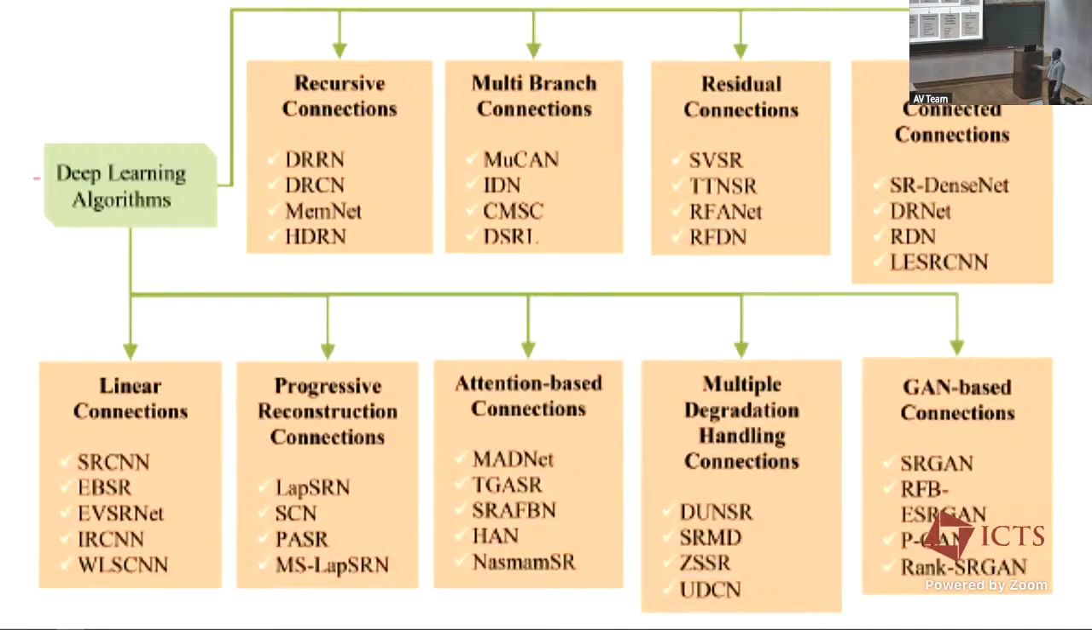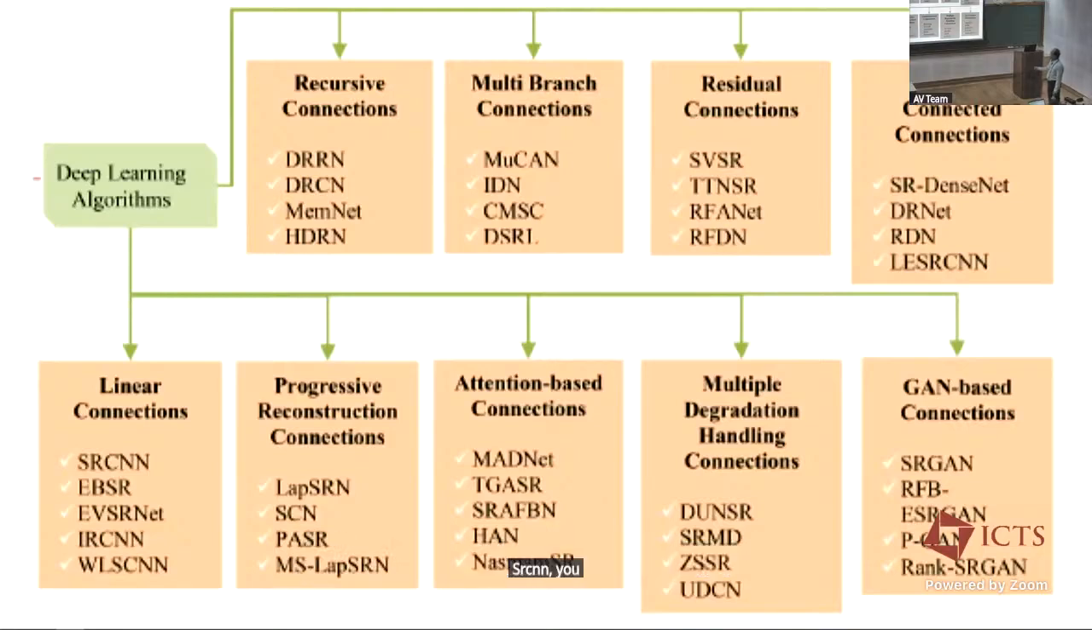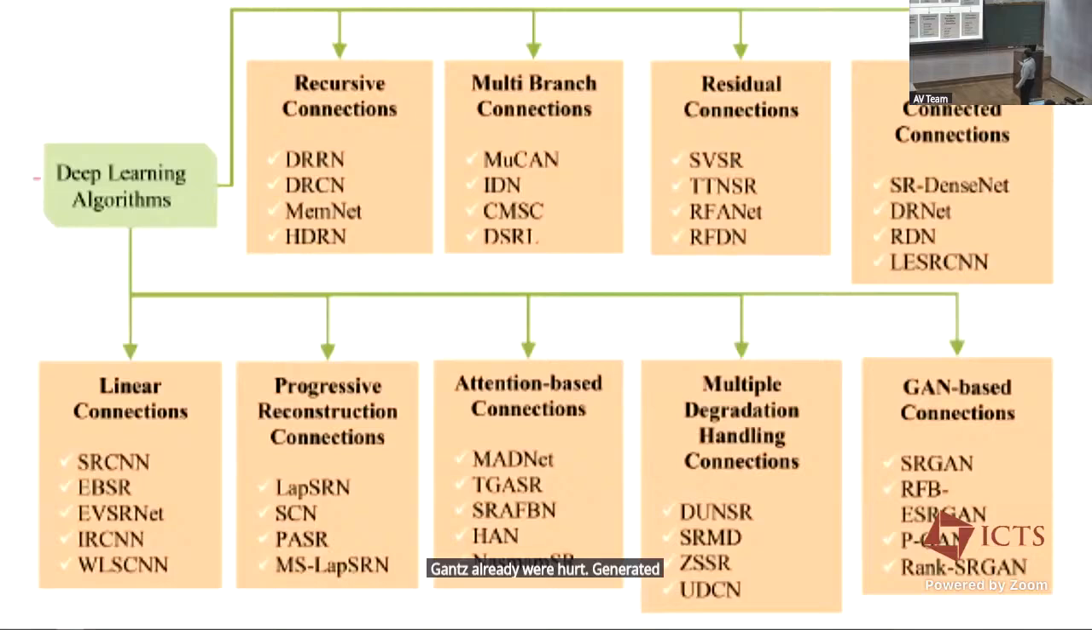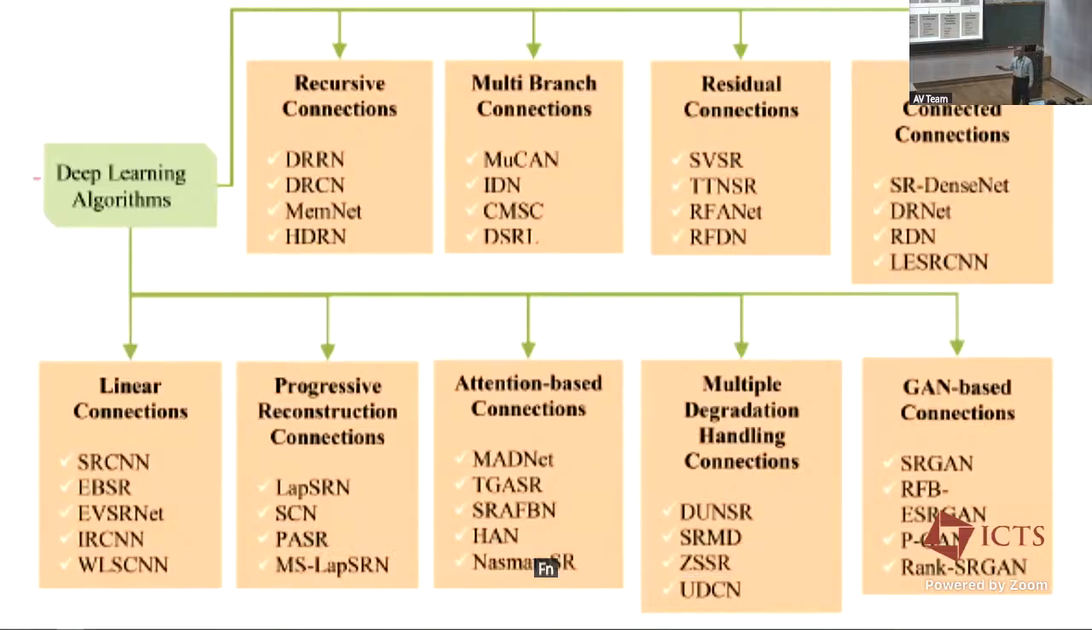To understand each, these are different architectures. Some of you must have heard of some of these things already. SRCNN, you will be hearing a lot. And you would have heard of many of these already, in your GANs, generative adversarial networks. What I have not added is FNOs. FNOs is a new thing which I will be talking about, so I did not add it here.